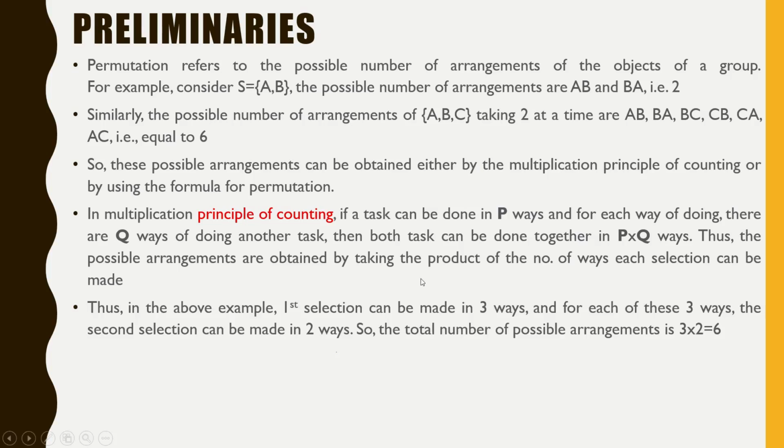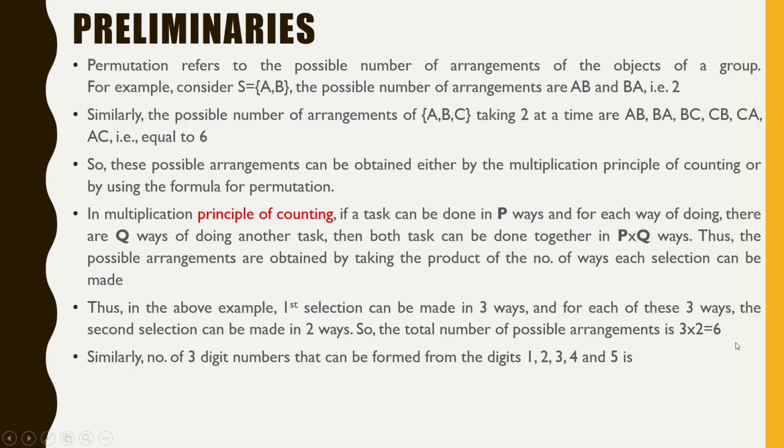Thus, in the above example, the first selection can be made in three ways because there are three possible values for the first selection. And since one selection has already been made, we are left with two more options for the second selection, which can be made in two ways. So the total number of possible arrangements is 3 into 2, which is equal to 6.